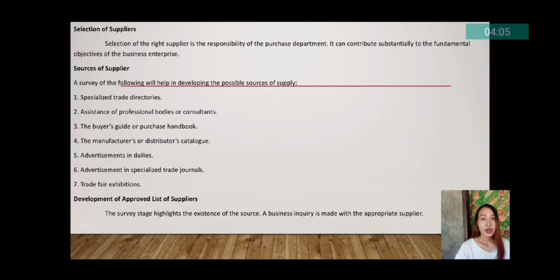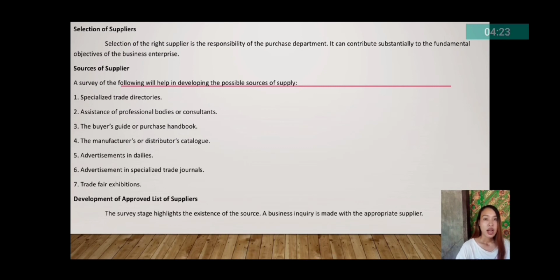Selection of supplier. Selection of the right supplier is the responsibility of the purchase department. It can contribute substantially to the functional objective of the business enterprise. So, we need to be responsible in all aspects of selection.